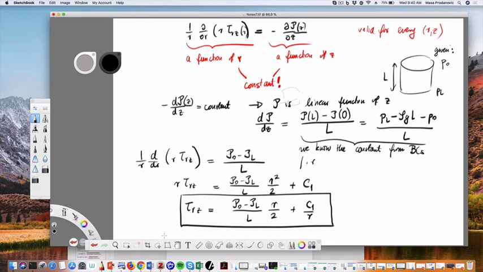In this case, when I have a geometry that has R equal to 0 as part of it, I cannot have shear stress blow up. That's not physical, not in my laminar flow anyway. Okay? So basically my C1 has to be 0 simply because I have to have finite shear stress at that point. Now, which geometry in a cylindrical coordinate system doesn't have r equal to 0 within?